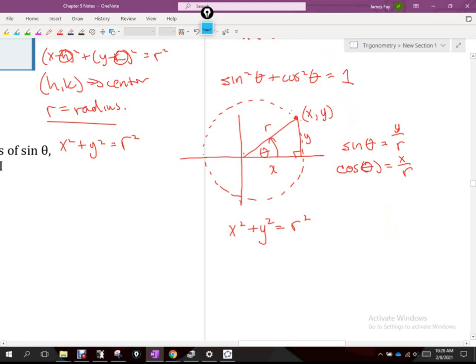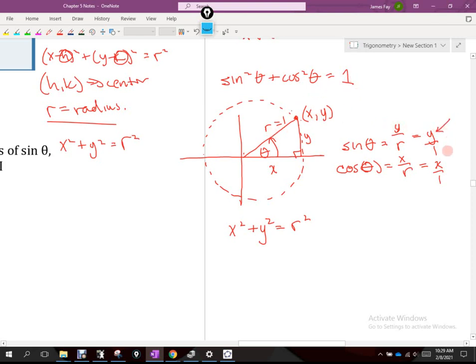Let's just make things a little bit easier. Let's say r is 1. Let's force that. If r is 1, what does this become? Sine of theta just becomes y over 1, right? Cosine theta becomes x over 1, right? So if I choose a point that is on this circle, and this is just because I chose r to be 1. If r was 2, it would be the same relationship because of similar triangles and all that kind of stuff.